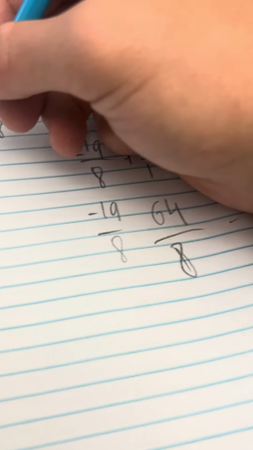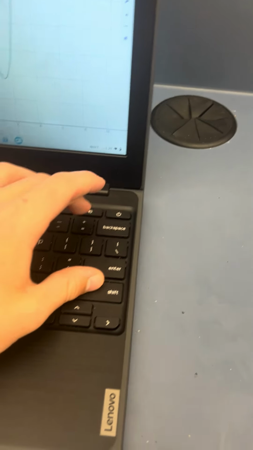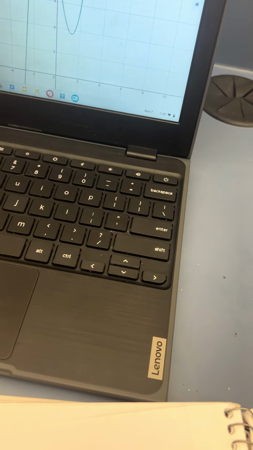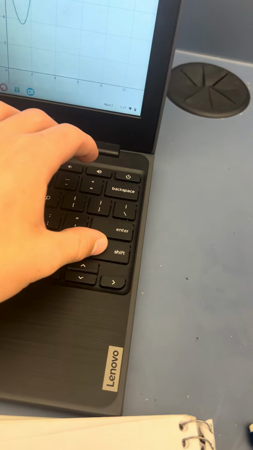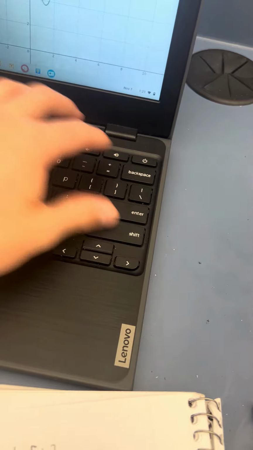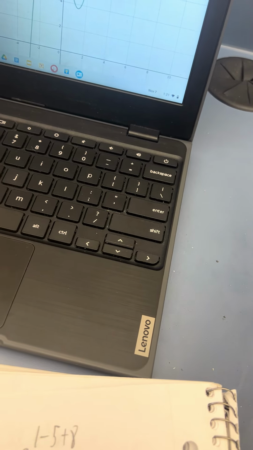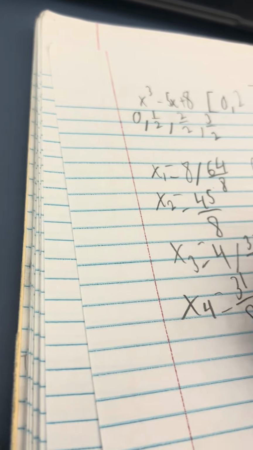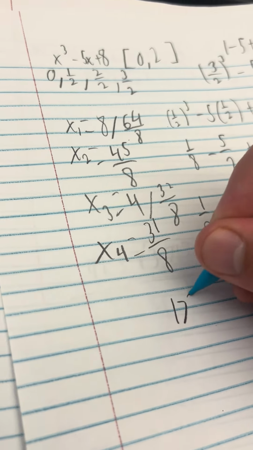I'm going to do it in Desmos so it's easier. So you got 64 plus 45 plus 32 plus 31, 172. So 172 over 8.